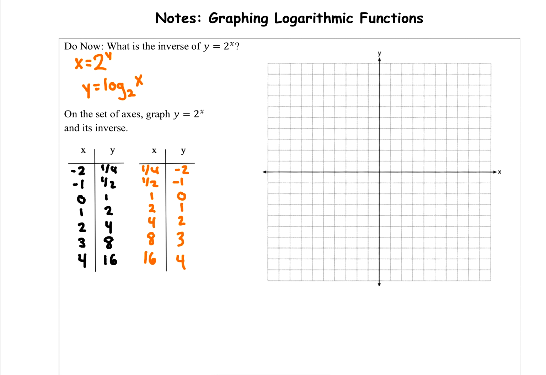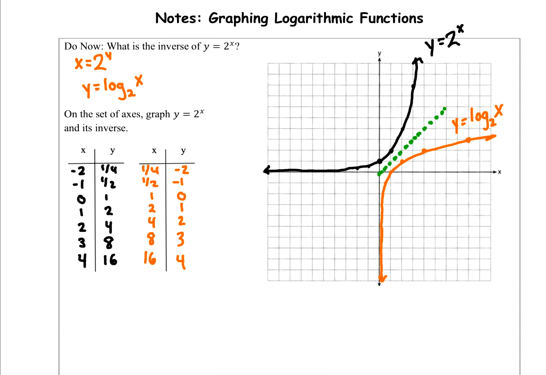So now your graph for y equals 2 to the x should look like this, and your graph for y equals log base 2 of x should look like this also. One thing you should notice is that since they are inverses, they should be a reflection over the line y equals x. You don't have to graph this, I'm just including it to show you guys. They should be a reflection over the line y equals x, which they are.